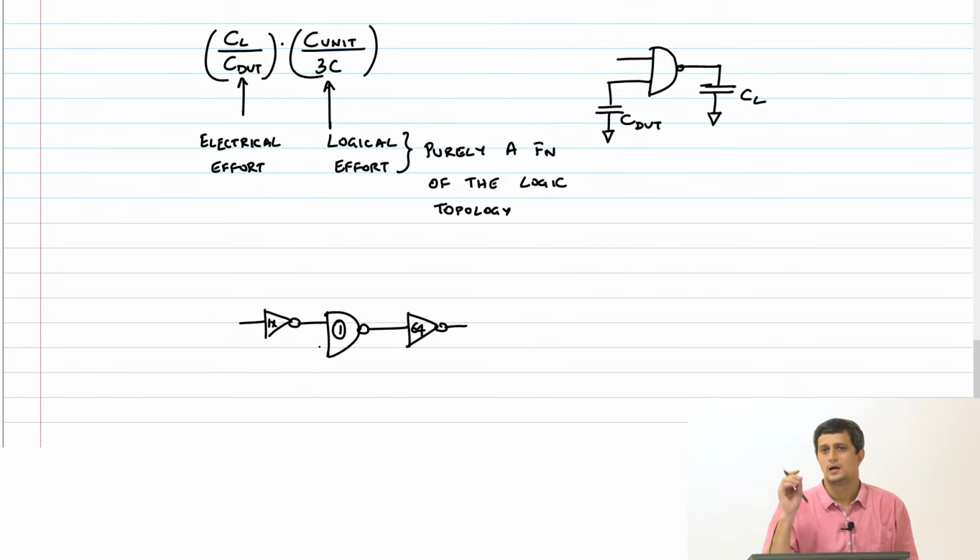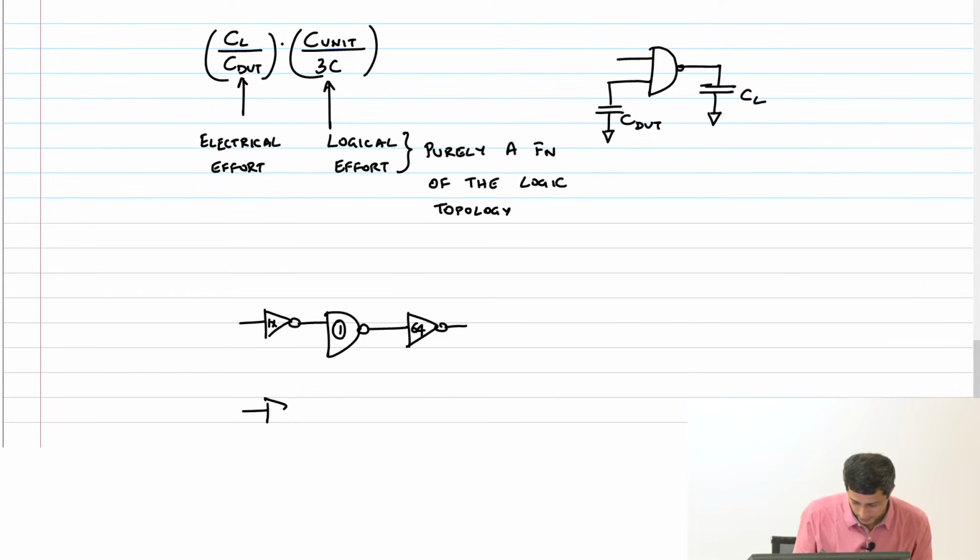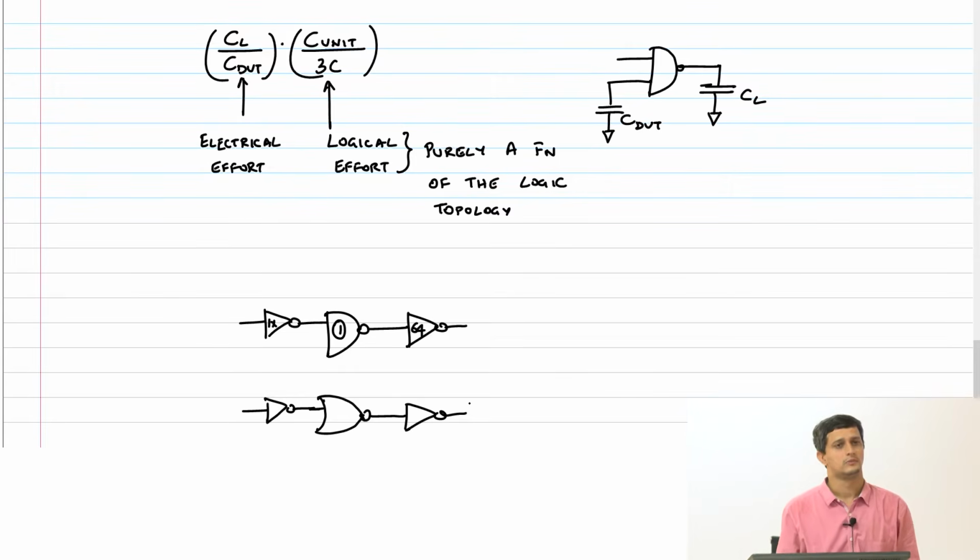Now let me pose this hypothetical question to you. Suppose I were allowed to replace this NAND gate by a NOR gate logically, without changing anything in the logic. I am just allowed to replace the NAND by a NOR, hypothetically assume that, right? Then I have the following circuit. This is 64x. What the size of the NOR is, I will not tell you yet.